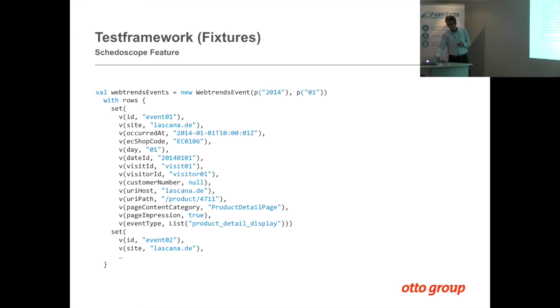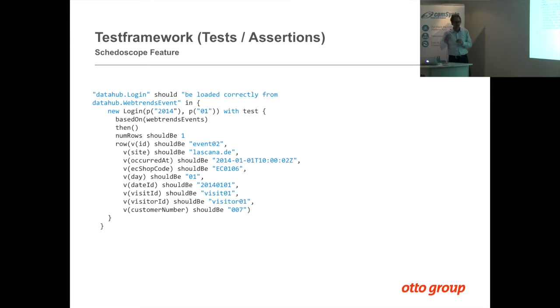So this is how we actually specify input data. Then we run the job, and here, this is the main test class. If the data that we just wrote is the input for a job, we say that this job is based on our input data. Here we run the job, and we say that the number of rows returned should be 1.